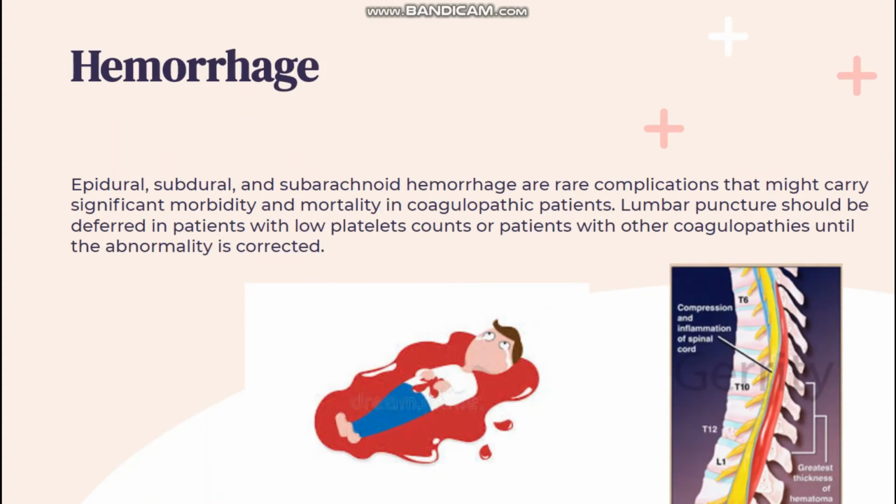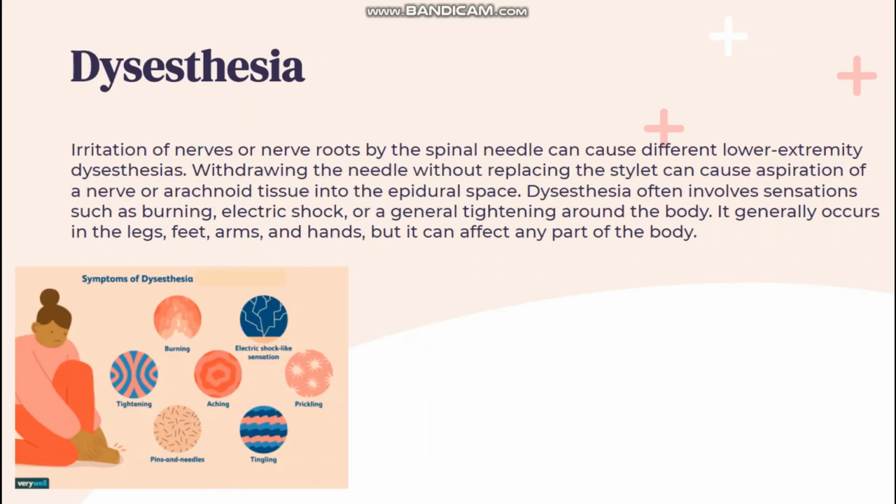Hemorrhage. Epidural, subdural, and subarachnoid hemorrhage are rare complications that might carry significant morbidity and mortality in coagulopathic patients. Lumbar puncture should be deferred or postponed in patients with low platelet counts or patients with other coagulopathies until the abnormality is corrected. Dysesthesia. Irritation of nerves or nerve roots by the spinal needle can cause different lower extremity dysesthesia. Withdrawing the needle without replacing the stylet can cause aspiration of a nerve or arachnoid tissue into the epidural space. To prevent this complication, always replace the stylet before moving the needle.